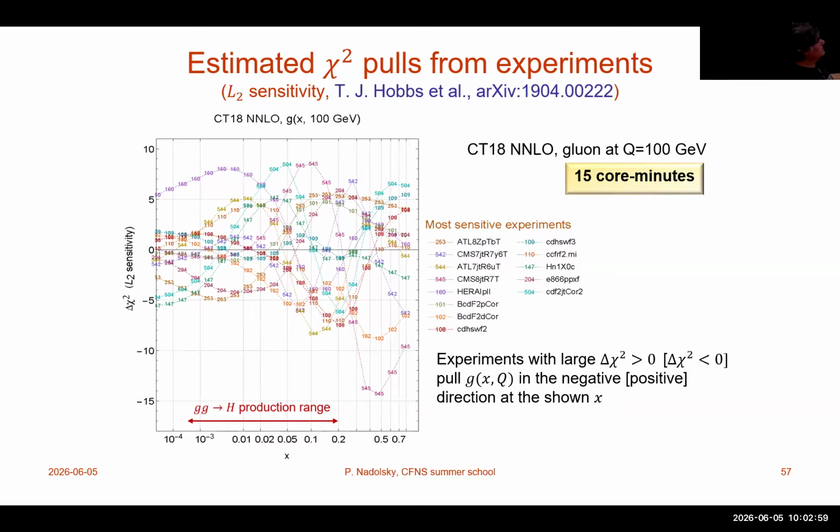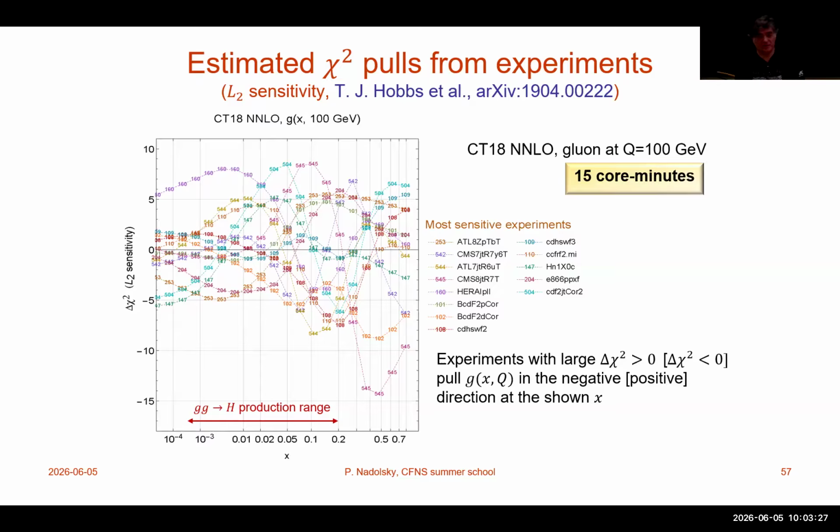And then you can estimate the pull on the PDF at the given x value on the x-axis when we increase the PDF by 1 PDF uncertainty. Okay, so what's the idea here? You would like to estimate what the observable is. For example, you would like to ask, is your cross section for a given experiment sensitive to the gluon, let's say at x equal to 10 to the negative 2?